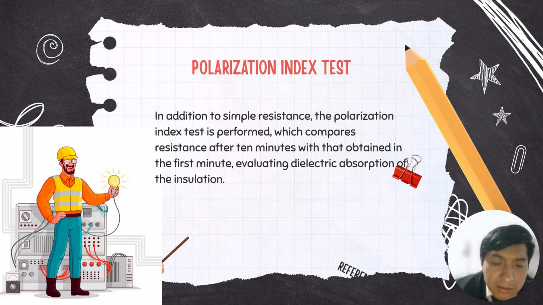Polarization index test. In addition to simple resistance, the polarization index test is performed, which compares resistance after 10 minutes with that obtained in the first minute, evaluating the electrical absorption of the insulation.